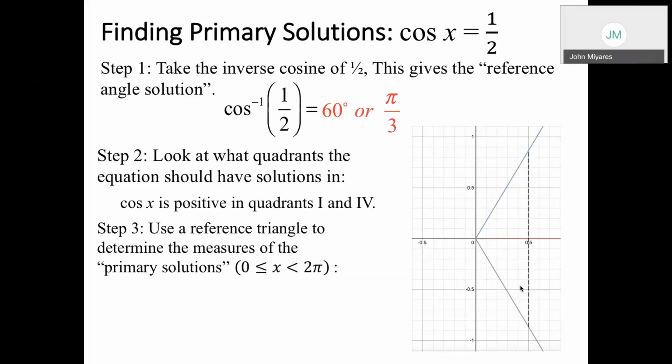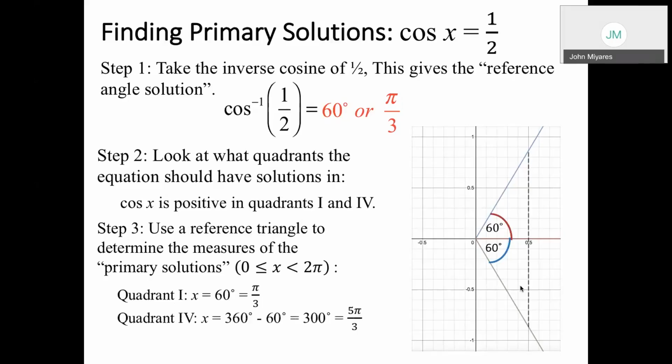We know the reference angle is 60 degrees, so I'm going to measure 60 degrees off the x-axis in quadrant 1 and 60 degrees off the x-axis in quadrant 4. In quadrant 1, that angle will just be 60 degrees or pi over 3 radians. In quadrant 4, that's going to be 300 degrees because you're taking 360 minus 60, or looking at that in radians, you get 5 pi over 3.